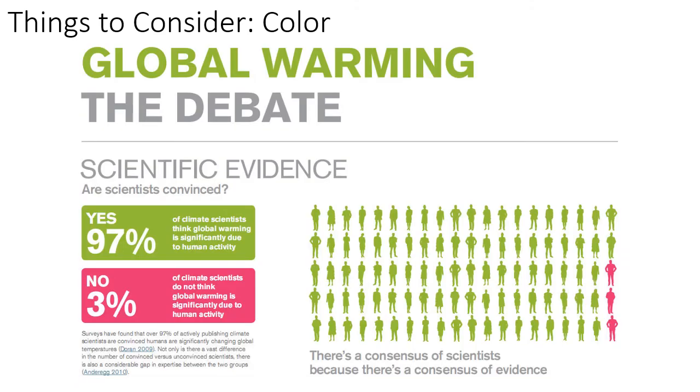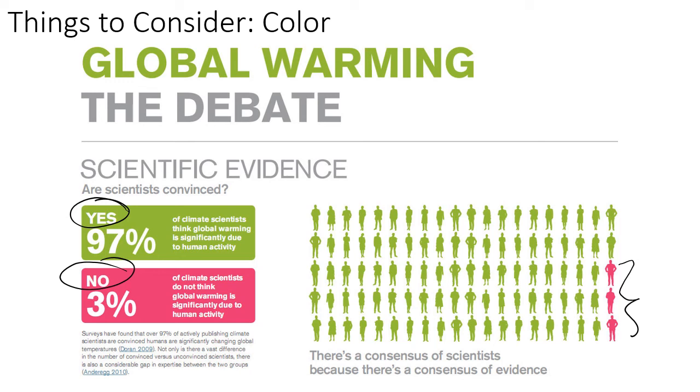Color can also be used to communicate more of your ideology or your secret message. So here we have green is associated with yes, positivity. Green is also, just as a color, one that we associate with environmentalism. And so here we have 97% of climate scientists think global warming is significantly due to human activity. Yes! Or you have 3% no, who are in pink. And maybe that pink is going to be seen as warming or whatever. But in some way, we are associating this pink with negativity. So 3% of climate scientists do not think global warming is significantly due to human activity.